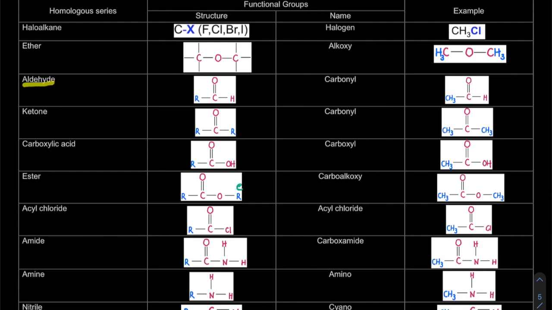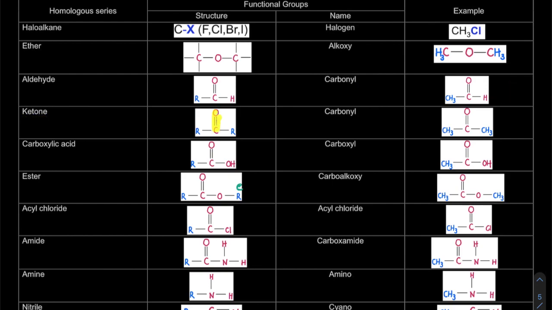Next is aldehyde. Aldehyde is where your C is bonded to a double bond O, but for the aldehyde you have your hydrogen bonded to the C double bond O here. And the name of the functional group is carbonyl. Here are the examples. Next is ketone.